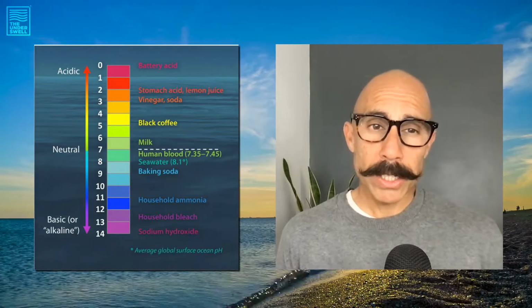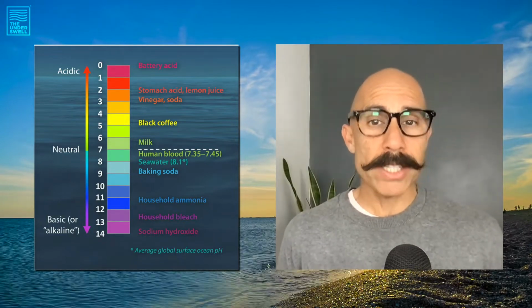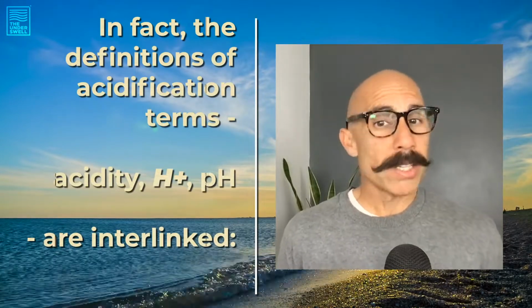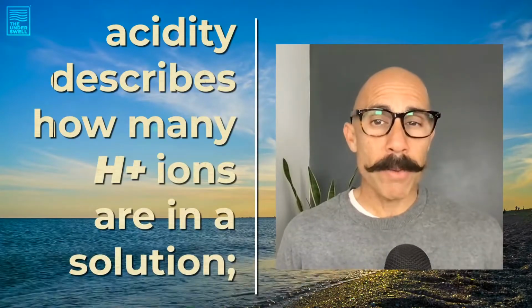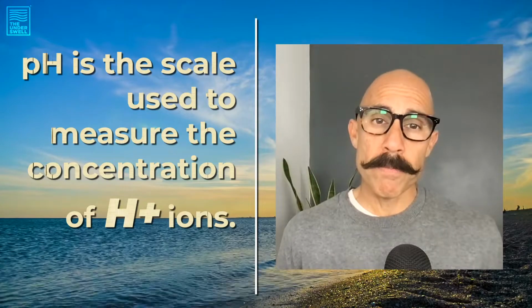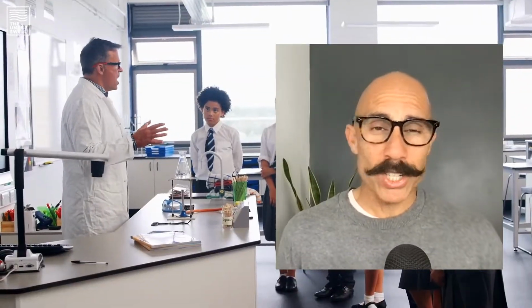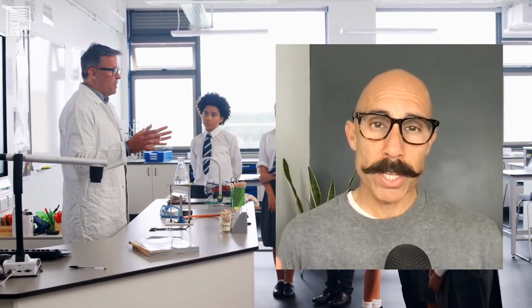To be clear, seawater that has more hydrogen ions has a lower pH and thus is more acidic by definition. In fact, the terms acidification, acidity, hydrogen, and pH are interlinked. Acidity describes how many hydrogen ions are in a solution, and an acid is a substance that releases hydrogen ions. And pH is the scale used to measure the concentration of hydrogen ions. I know I'm not a chemistry teacher, and this is not a chemistry course, and that's not what you're here for, but try to follow along and keep this all in check.